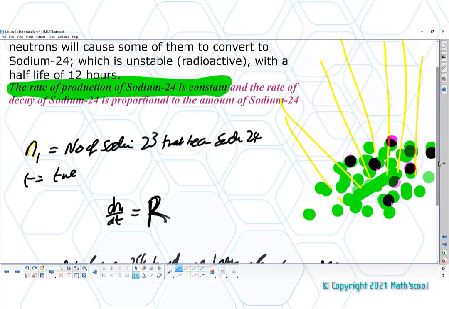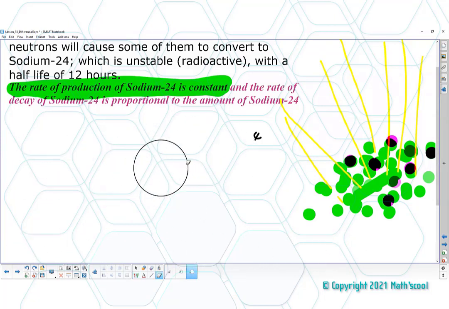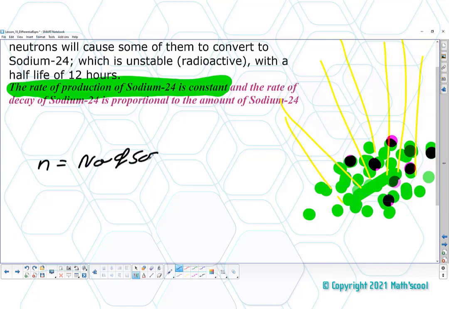Okay, this is the rate of production of sodium-24 is constant. The rate of decay of sodium is proportional to that of sodium-24. I don't want this N1 and this N2. I just want to know how much sodium-24 there is. N equals the number of sodium-24, t equals time. dN by dt, tell me that one, please.